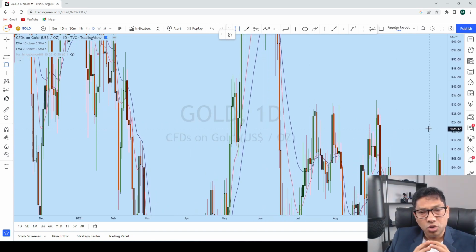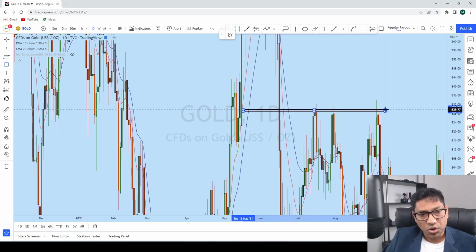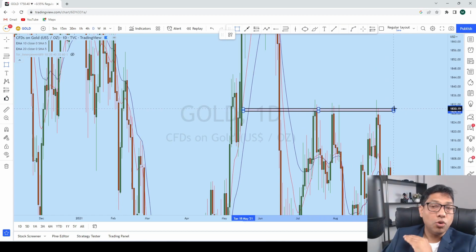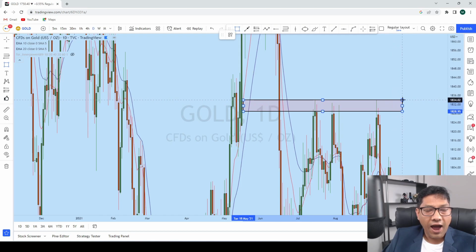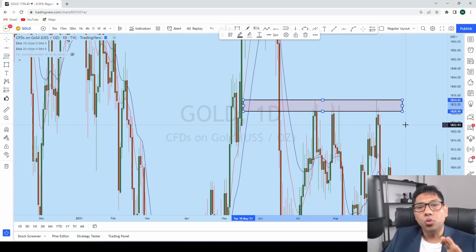The correct way to draw a resistance or support zone is, first you need to look at the closing and opening of the candles, and try to touch as many candles as possible on the opening and closing, and then you need to extend it to the highest possible wick, which will be considered the resistance zone.